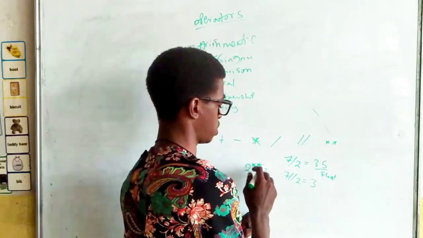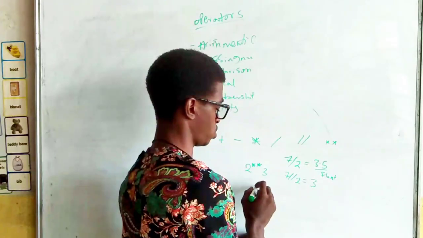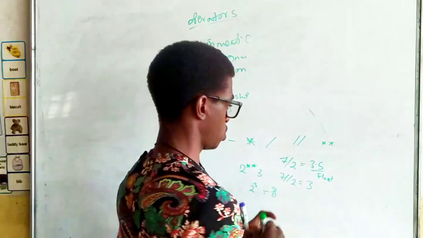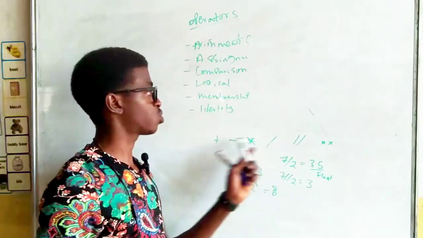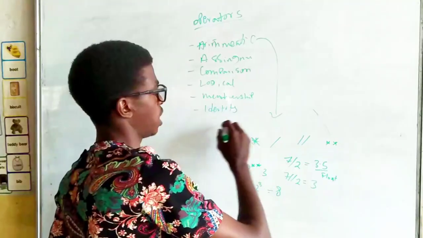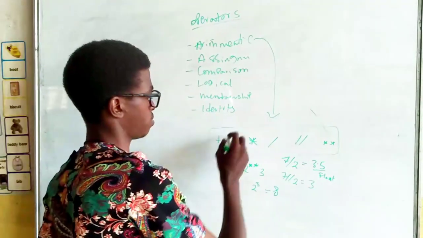Yes, double asterisk 3. Then it's just the same thing as saying 2 power 3, which is going to give us 8. So these are the operators we have inside the arithmetic. This one is for the arithmetic operators.